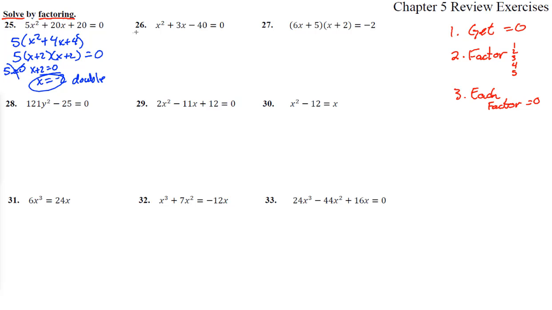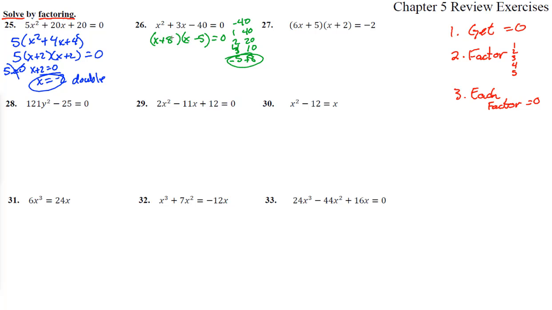Alrighty, the next one, number 26. x squared plus 3x minus 40 equals 0. Is it equal to 0? Check. Step number 1 is done. Step number 2, is there a greatest common factor? No. It is a trinomial with leading coefficient 1. So we've got to look at negative 40 and see what adds to a positive 3. 1 and 40, 2 and 20, 3, nope, 4 and 10, 5 and 8. And it looks like that guy right there with a positive 8 and a negative 5. x plus 8, x minus 5.